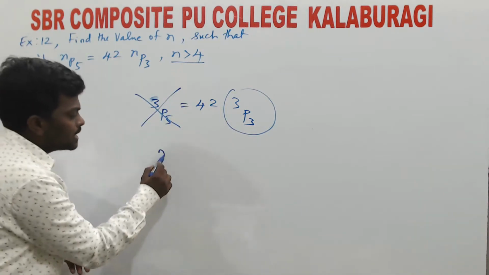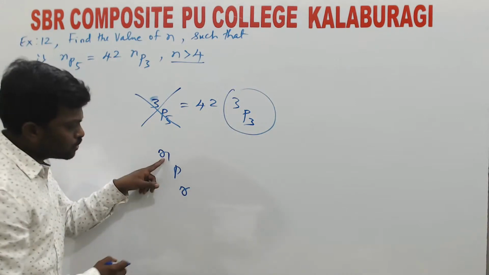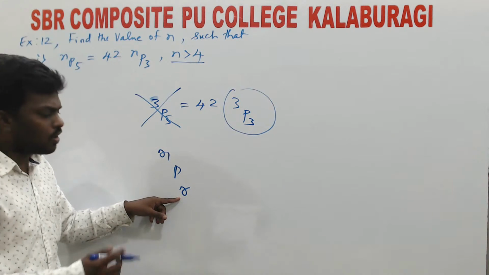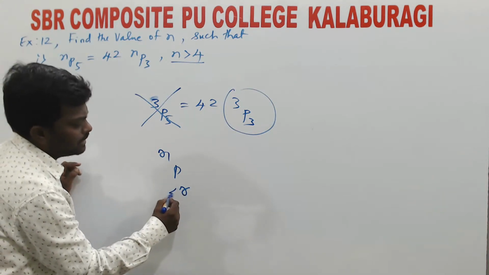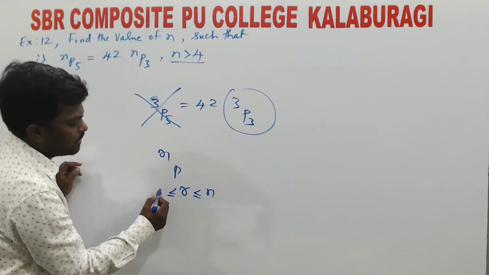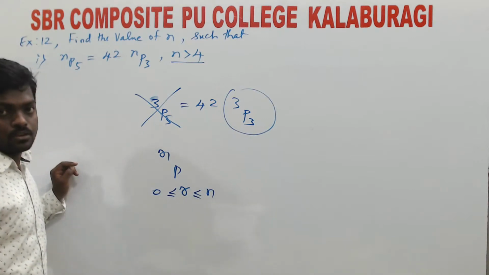So that's why they have given a condition. Always n has to be greater and r has to be smaller, or r can take values between 0 to n, as we have done previously.